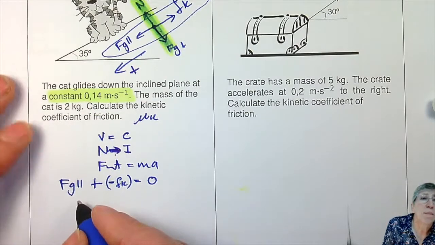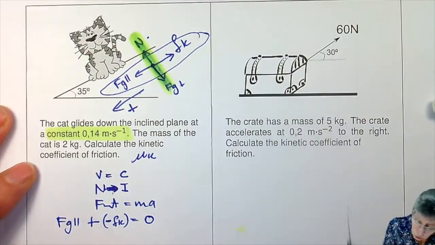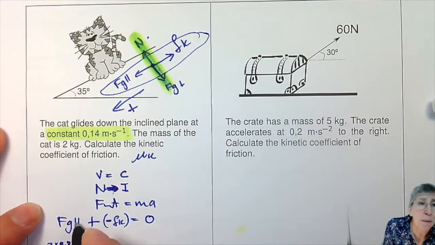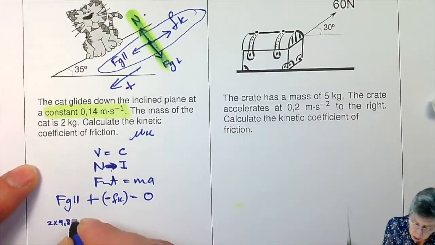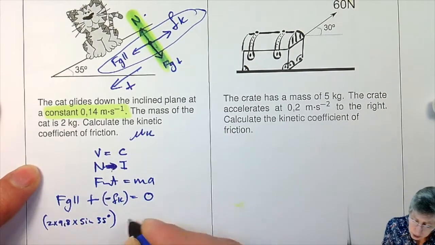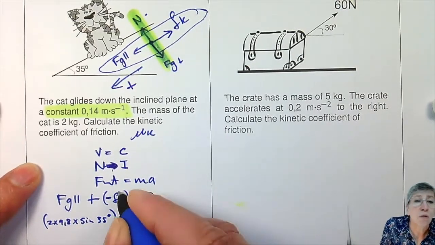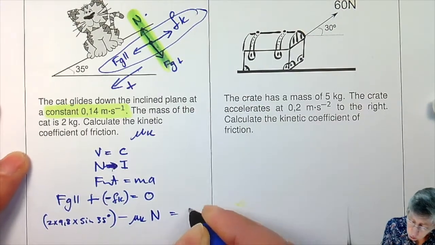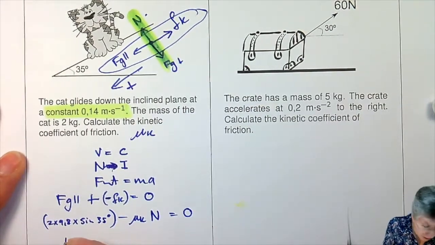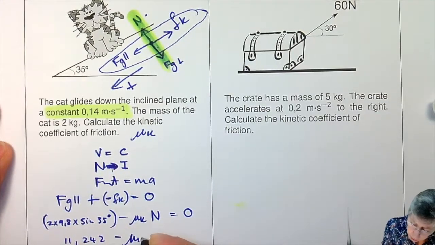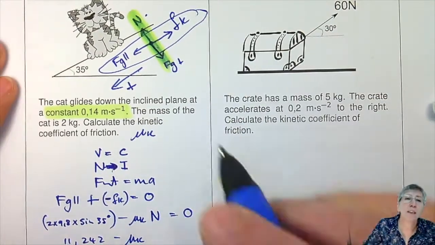Now gravity parallel, that's the whole gravity, which will be 2 times 9,8. And for the parallel one, I need to times sine of 35 degrees. Minus, now for the frictional force, that will be mu k times the normal force. Right, this ends up being 11,242 or whatever, minus mu k. And now I have to think about the normal force.